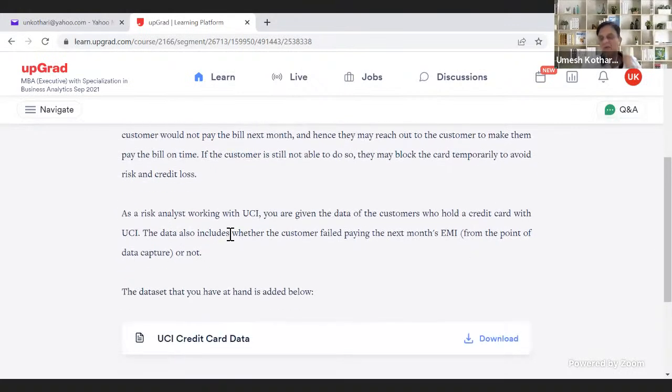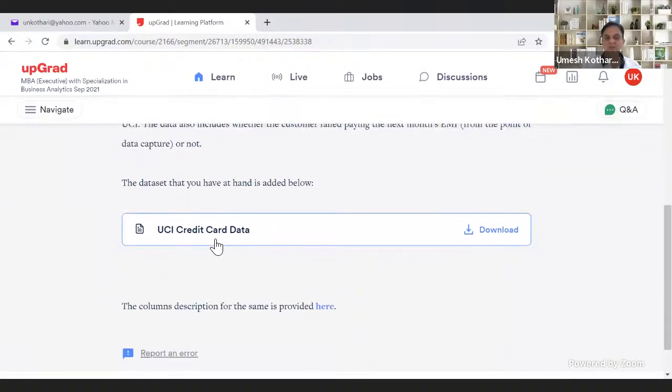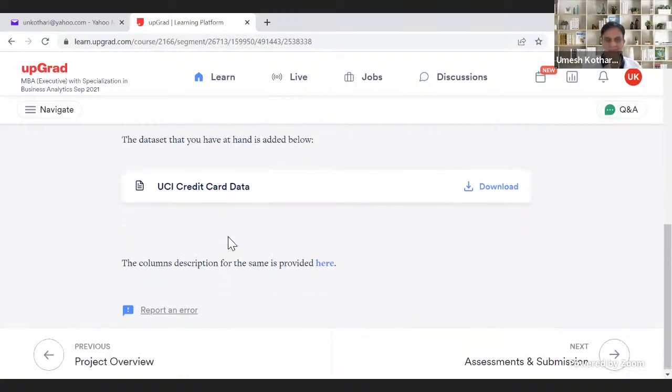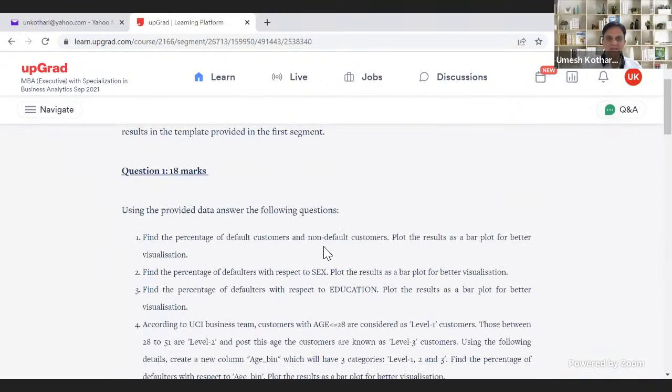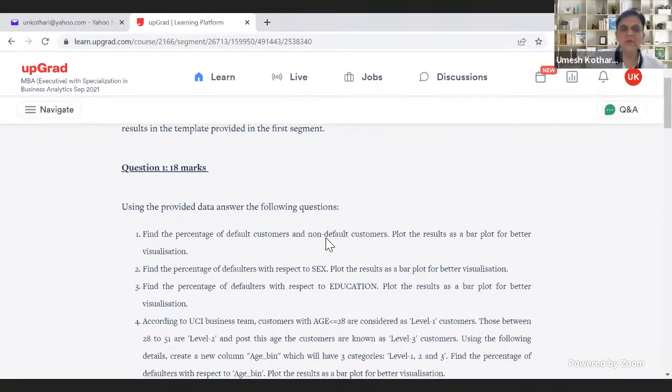As a risk analyst, you are employed for them, and you need to give the recommendations and insights based on the data of the customers who hold credit cards with UCI. This also includes whether the customer failed paying the EMI or not. It's a huge data set, guys, and a lot of records, a lot of fields which you will use from here. And then the last part is your first question. It tells you what you need to do.